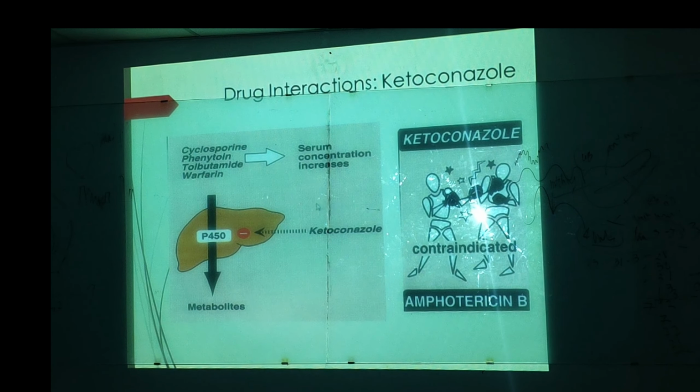As we have said, ketoconazole will also inhibit the cytochrome P450 of mammals, or humans. So the drugs that are metabolized by this enzyme will not be metabolized, so there will be increased serum concentration of these drugs. These are just examples of the drugs metabolized by the cytochrome P450 enzyme system.